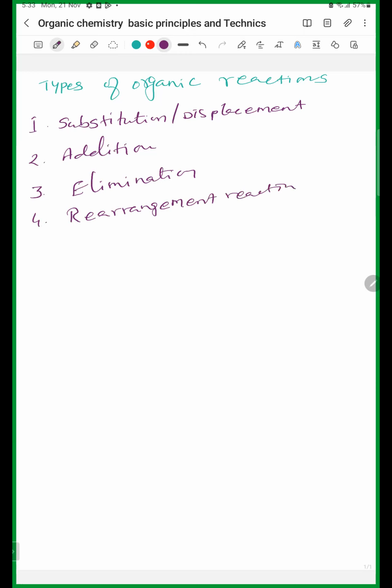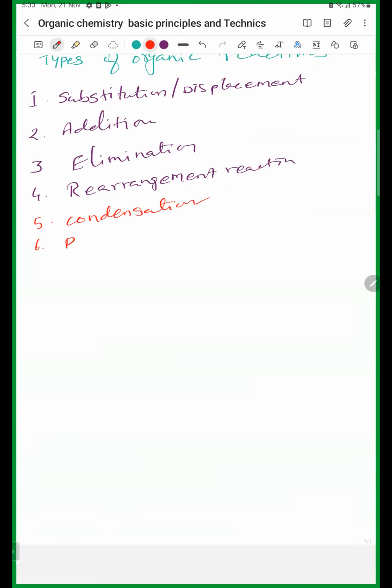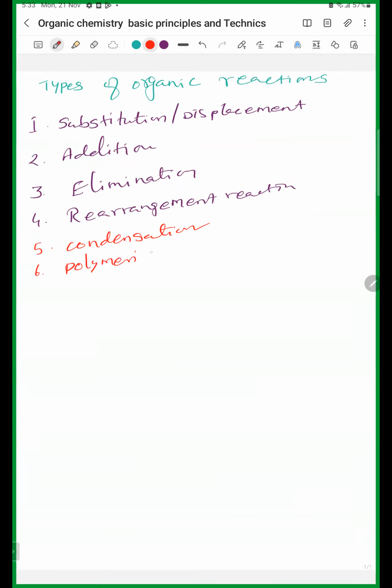Other than this, we have condensation reaction, polymerization, number 7 isomerization, number 8 pericyclic. Now first we will see them one by one. Generally, any book only goes up to 4, but you can further classify condensation, polymerization, isomerization, and pericyclic also. Now we have to see what is what.